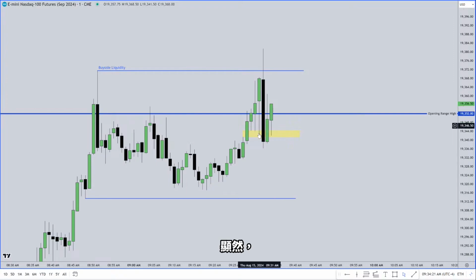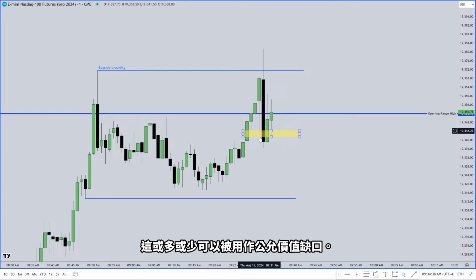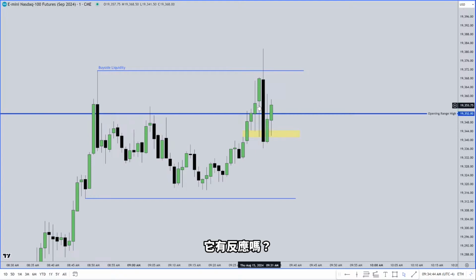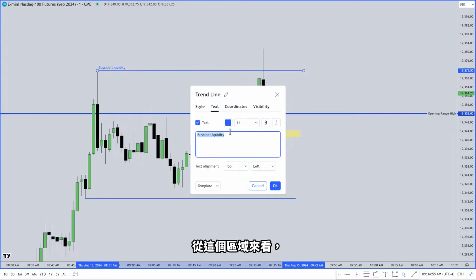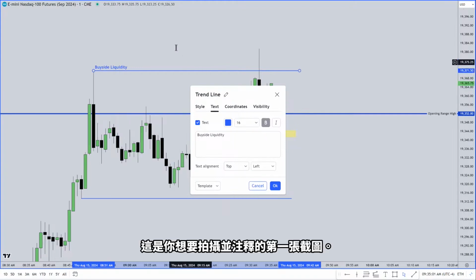So as we traded down into this here, I took your attention there. Obviously, it was sitting like right in here, but that right there is still a point of entry because you have low, high, lower low. You're in the breaker. That could have been used as a more or less the fair value gap. Does it respond off of it? Yes. You don't need the candle to close. And then the liquidity was here. So looking at from this area here, rallying up to take that liquidity, that's your first screenshot.